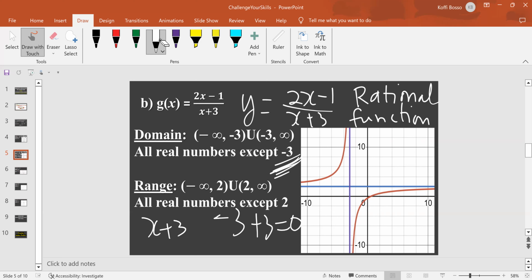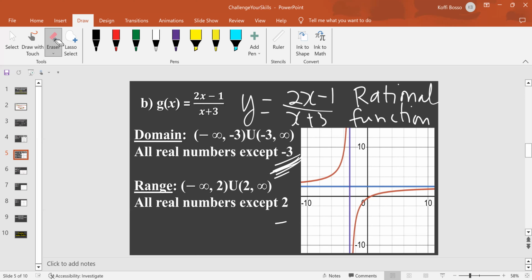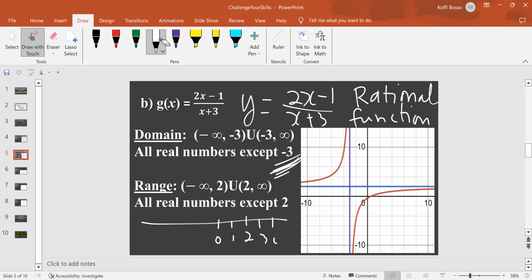In interval notation, we have negative infinity, comma, negative 3, union, negative 3 to positive infinity. You have to understand that this is like a number line. On the number line, we have 0, 1, 2, 3, and so on, going to infinity. On the other side, we have negative 1, negative 2, negative 3, negative 4, also going to negative infinity.